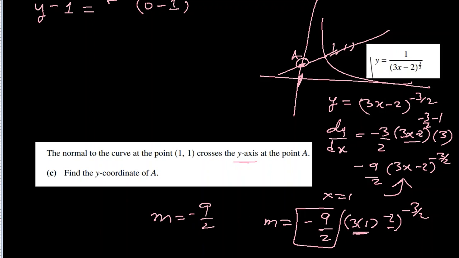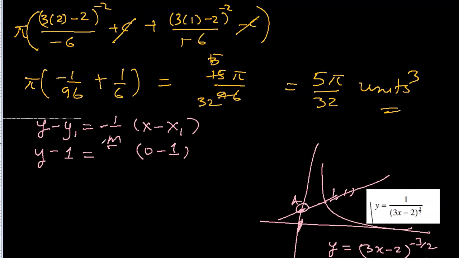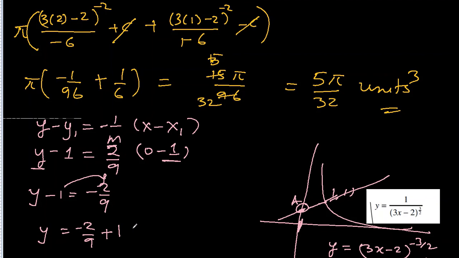So we'll use the reciprocal for the normal in our equation, which will be 2 over 9. Minus 9 over 2, the negative reciprocal is 2 over 9, and now everything is right, we'll get the y value. So y minus 1 equal to minus 1 multiplied by this will be minus 2 over 9. And now let's move this 1 to the other side. It will be y equal to minus 2 over 9 plus 1, that is 7 over 9. This is the y-coordinate of the normal that is crossing the y-axis at A.